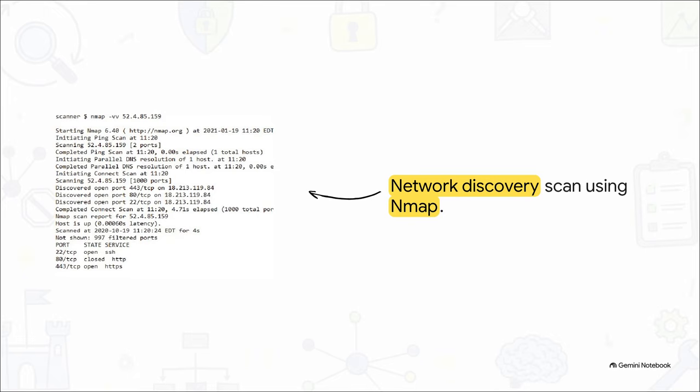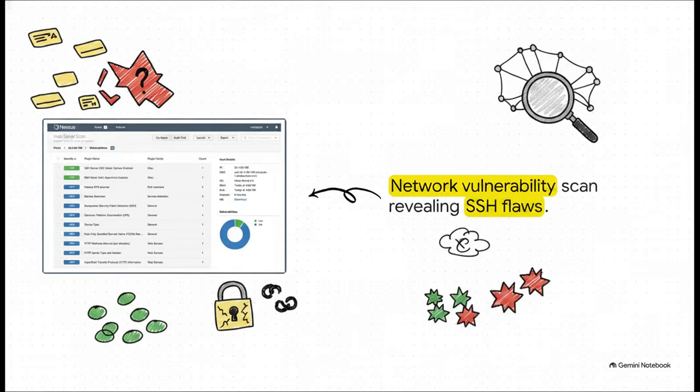From a legal threshold perspective, some jurisdictions actually consider unauthorized scanning a direct violation of computer abuse laws. Always establish your authorization first. Taking it to the next step, a network vulnerability scan using a tool like Nessus actively probes those open ports against a massive database of known flaws.